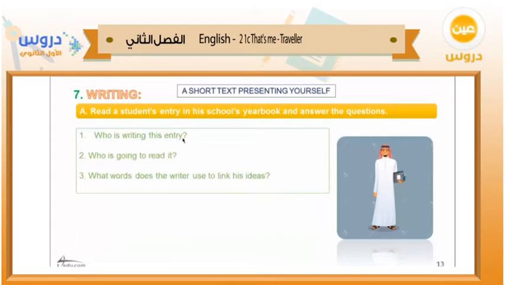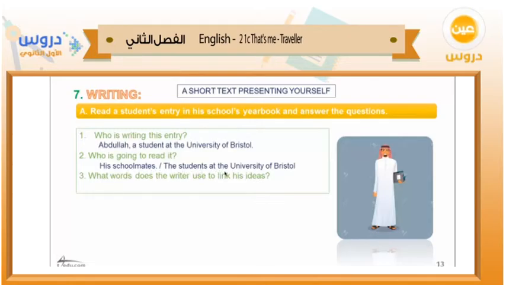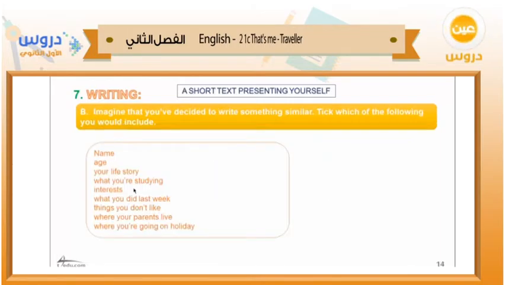Okay, number 1, who is writing this entry? Number 2, who is going to read it? Number 3, what words does the writer use to link his ideas? Let's check your answers. Number 1, this is Abdullah, a student at University of Bristol. Number 2, who is going to read it? His schoolmates, that is at the University of Bristol. And number 3, linking words: and, also, because, so, or, but. These are the linking words.